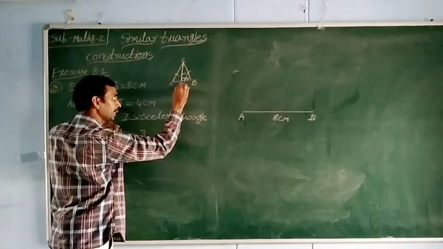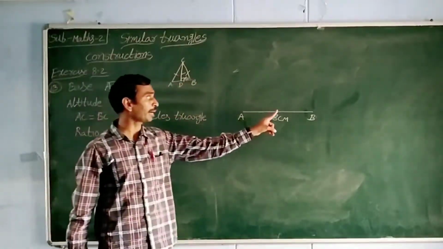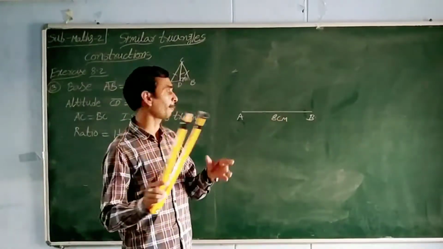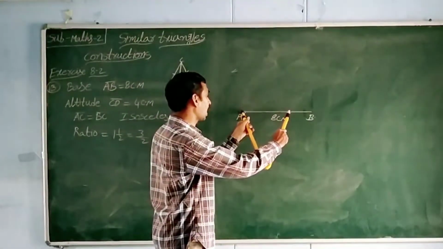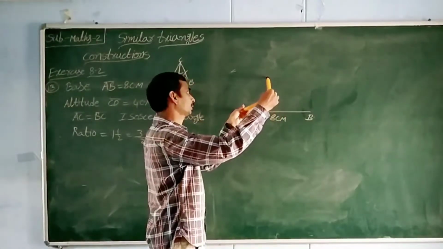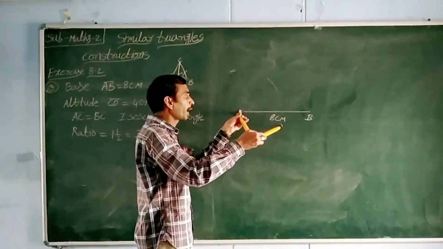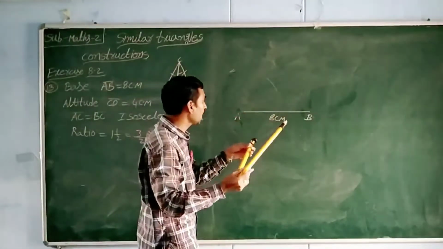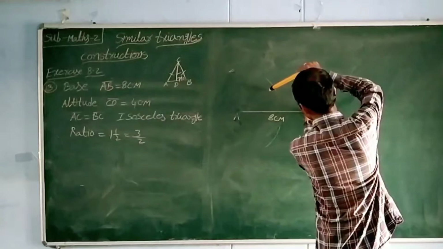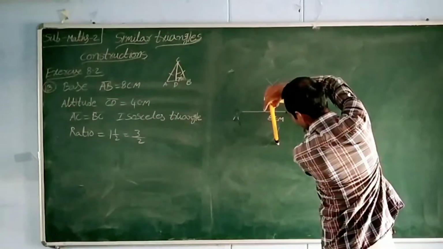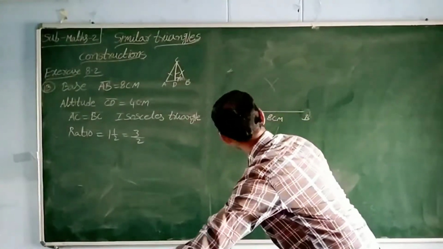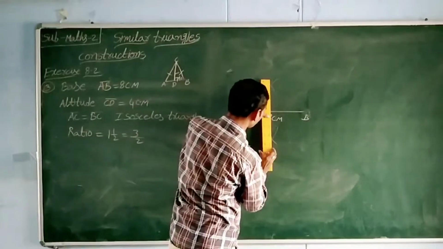AB midpoint is D. First we construct the perpendicular bisector. How can we construct the perpendicular bisector? Take the compass. In AB you take more than half. Draw one arc upside and one arc downside. After that, from B with the same measurement, intersect the first arc and the second arc. Now join both arcs' intersecting points.